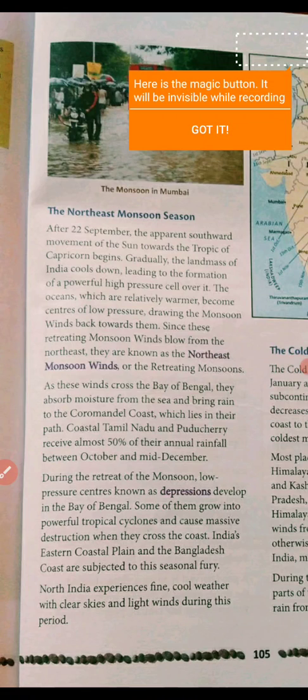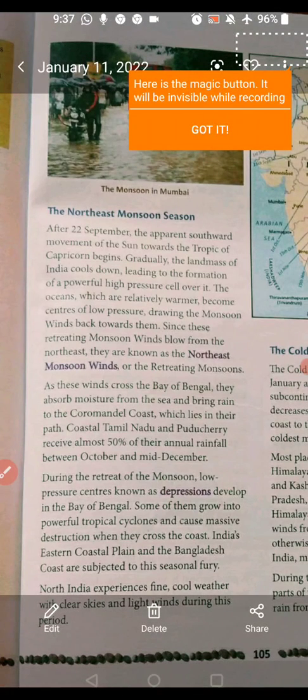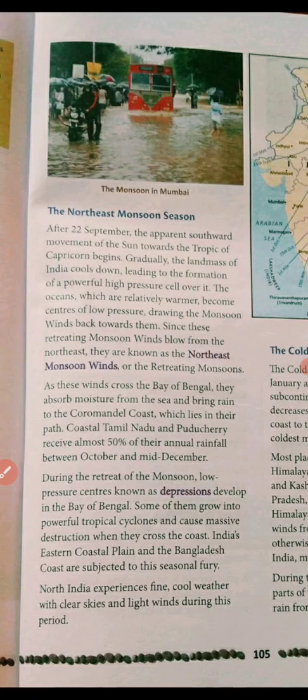Students, today we are going to continue our discussion of chapter 9, in which we have discussed till now two seasons of India. Okay, that is the summer season and the southwest monsoon season. Now let us talk about the northeast monsoon season.